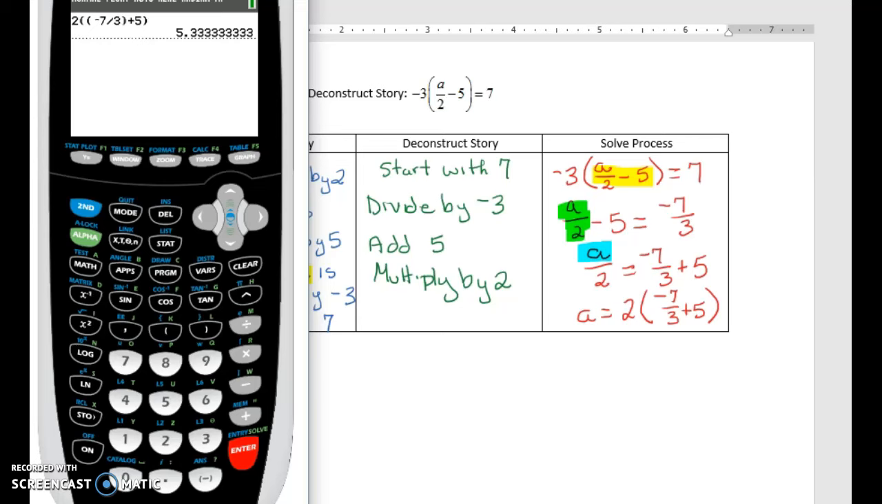We can always go to math, and then we're going to change a decimal into a fraction, hit the enter key, and now we know that our answer is a equals 16/3.